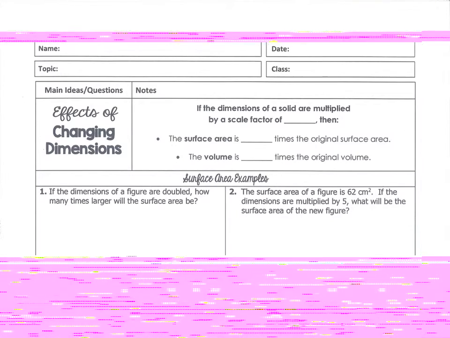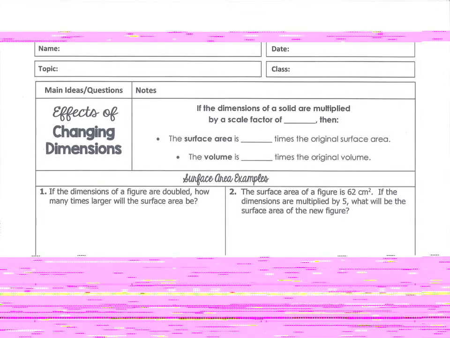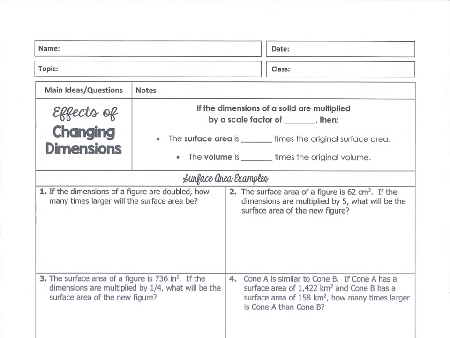So today's lesson is on the effects of changing dimensions. Yesterday we were looking at what happens if two figures are similar: every dimension in those figures is proportional to each other. Well, what happens if we only change one dimension, not all of them?